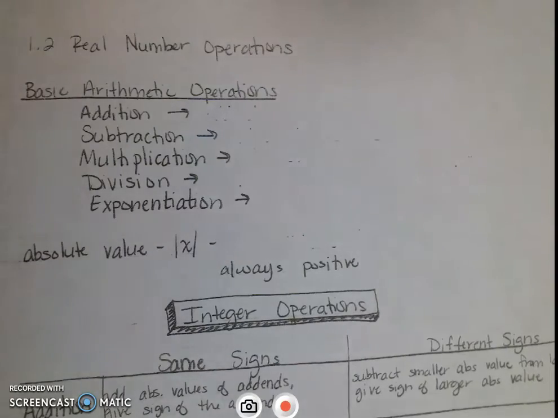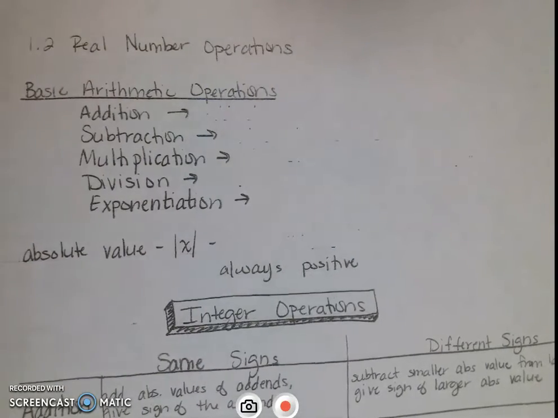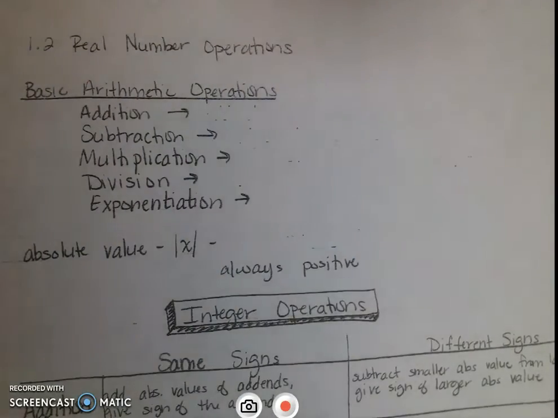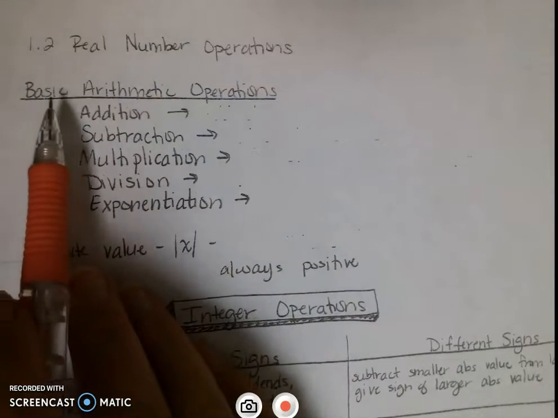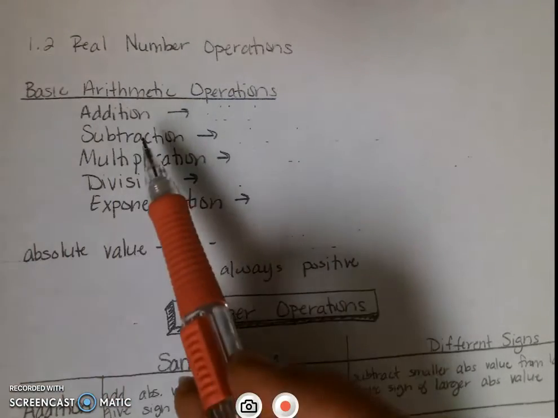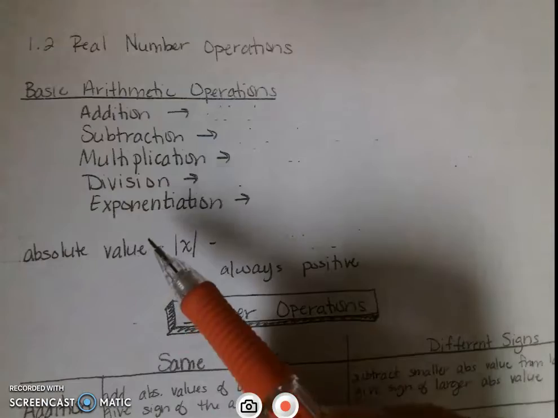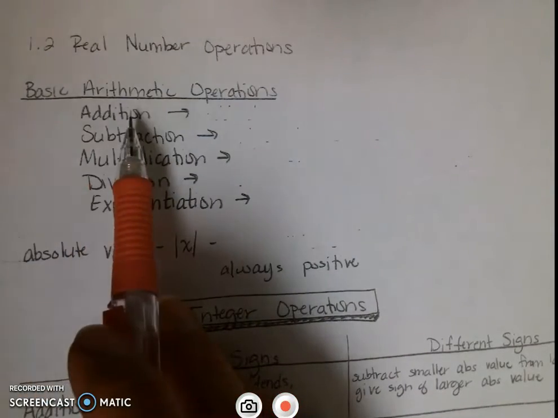All right, Algebra 2, our lesson today is 1.2, real number operations. So first up, we see on our notes that we have the basic arithmetic operations, and we want to look at the vocabulary of these. So let me help you with the first one.